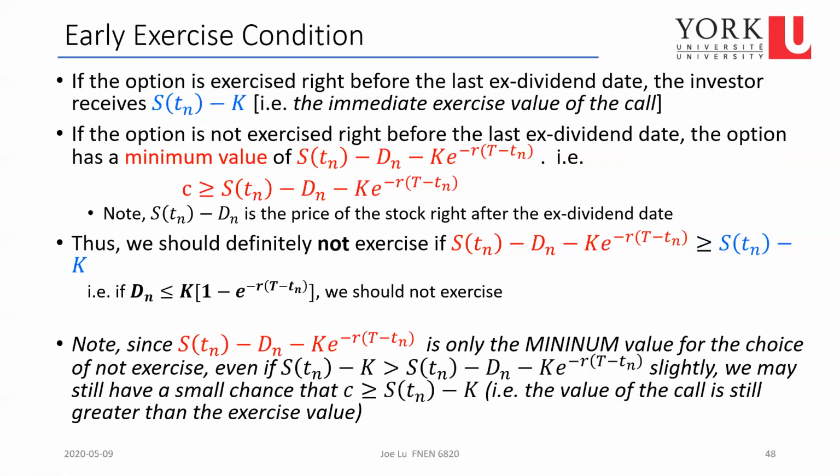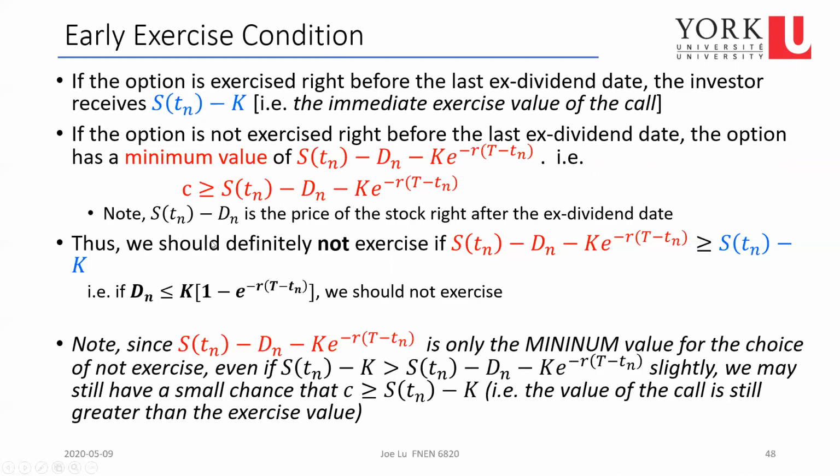Therefore, if d2 is smaller than d1, N(d2) is always smaller than N(d1). Here, you basically have assumed that N(d1) is equal to N(d2) is equal to 1, then you have this condition here, right? But you know that the S part is actually going to be multiplied by N(d1), and the K part is going to be multiplied by N(d2), and N(d1) is greater than N(d2). So that call value would necessarily be greater than this particular value here.